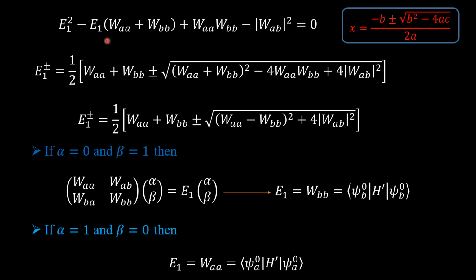Now we got this expression, which is in quadratic form. That is, quadratic equation is ax squared plus bx plus c is equal to 0. This is in this form. Here x is equal to E1, so E1 squared, here a is 1, and then px, x is E1, so p is this one including this negative sign, and remaining things are c.